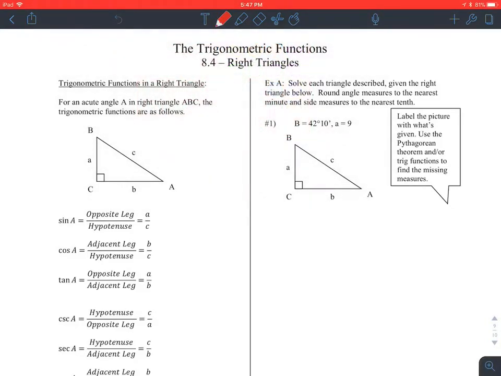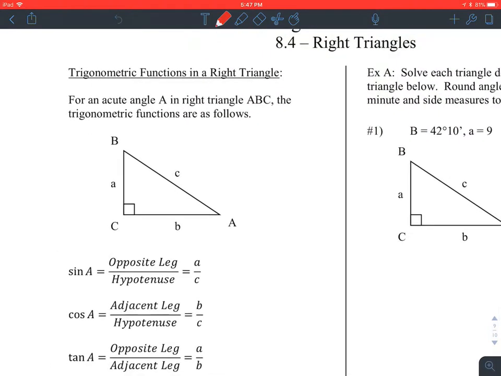Section 8.4 is right triangles. Trig functions in a right triangle. For an acute angle A, this is super important. It has to be an acute angle.